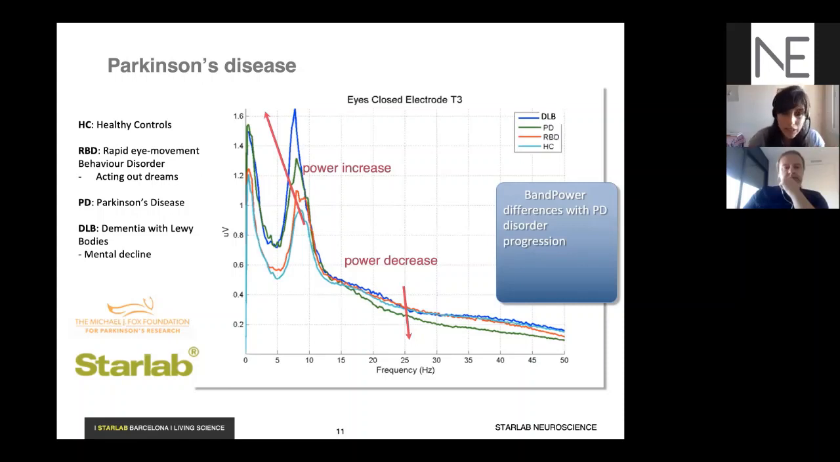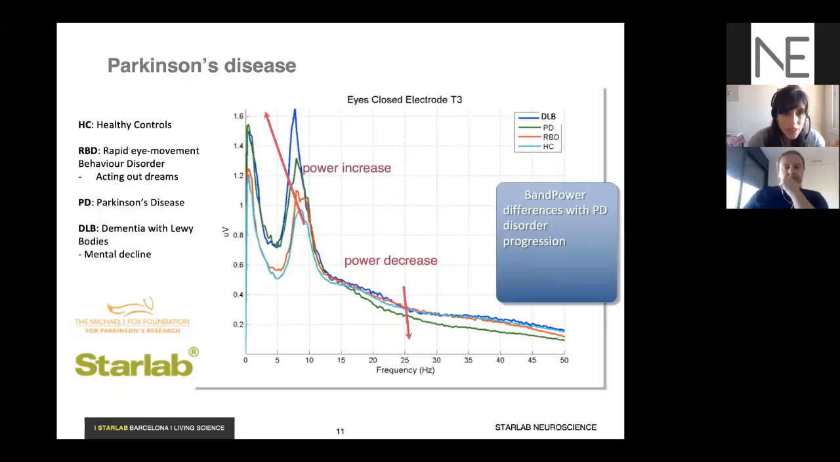This RBD can then later on evolve into PD, Parkinson's disease, which can then later on evolve into dementia with Lewy bodies, which can lead to mental decline. Dementia with Lewy bodies is the second most commonly known dementia disease after Alzheimer's.